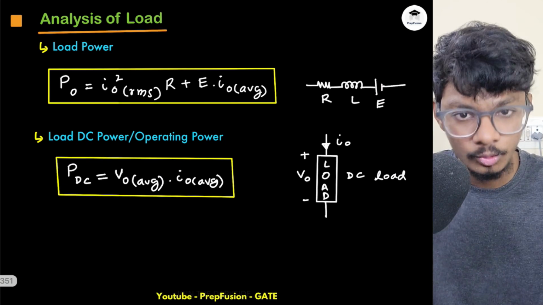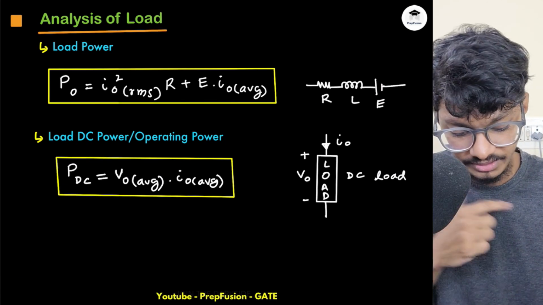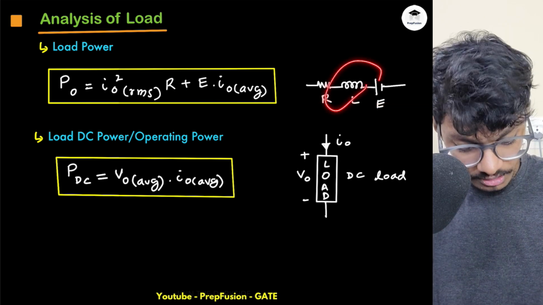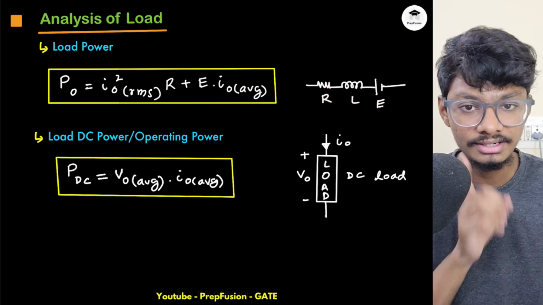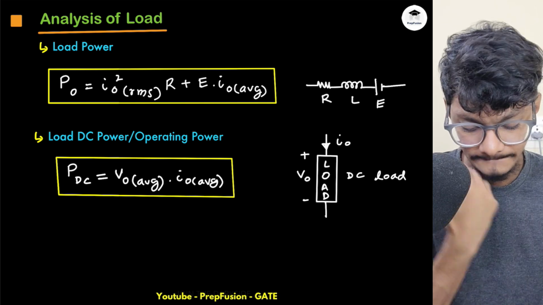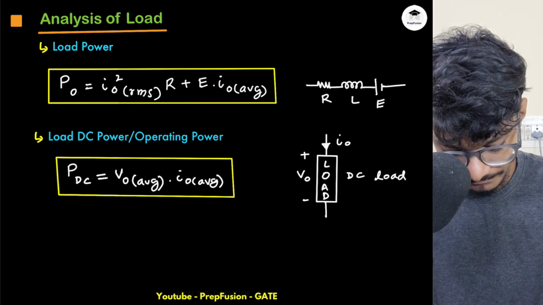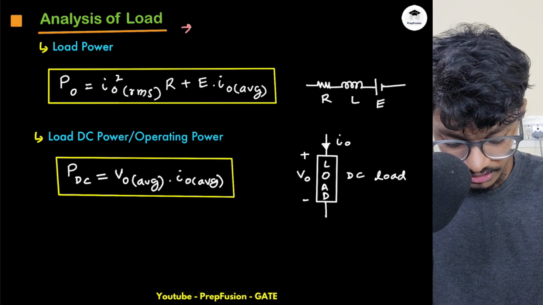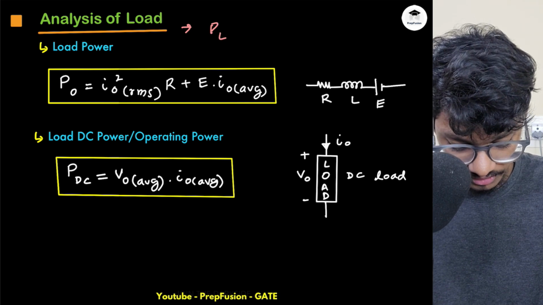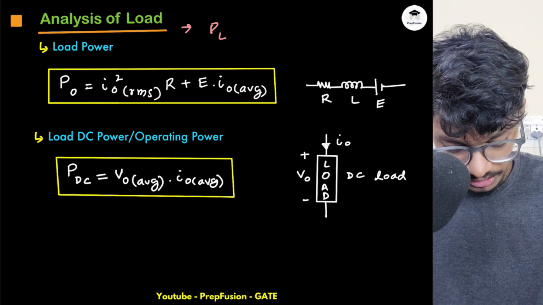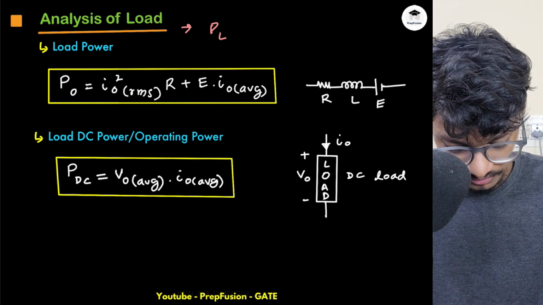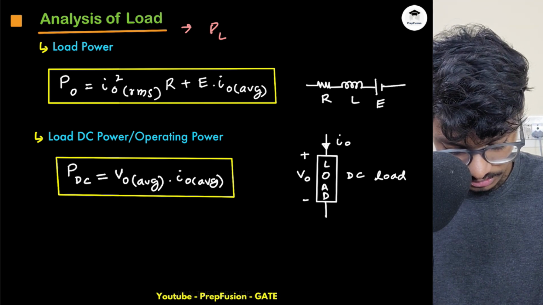So again, what will be the load power now? Load power will be simply, if I have an RLE load, what you know is that an inductor doesn't take any power. Power through the inductor, P of L, I will derive later on, don't worry.